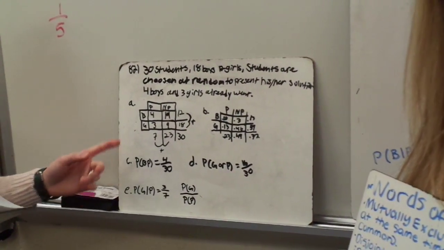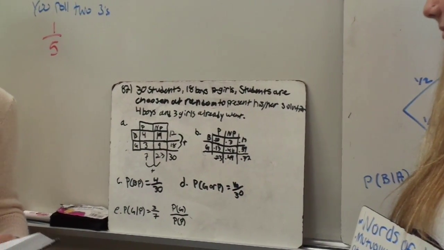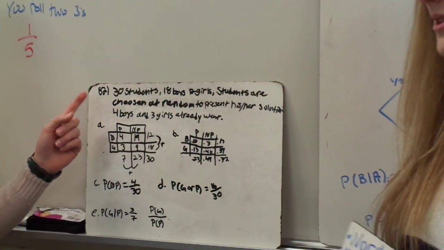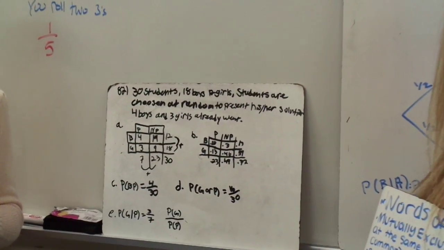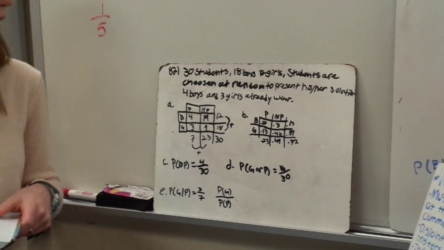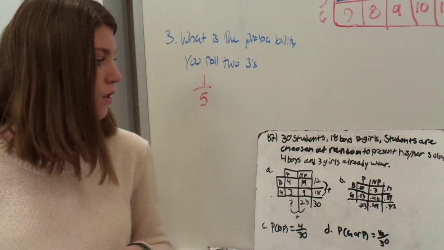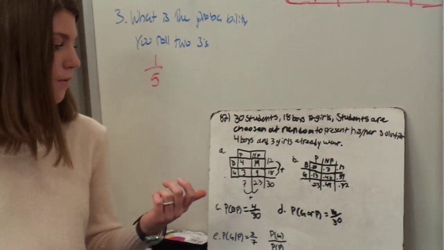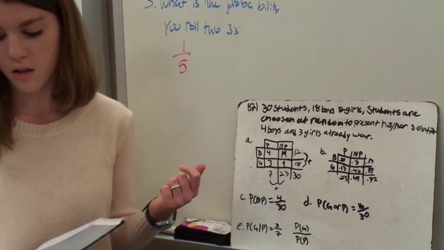So this is a two-sided table, and the question is saying that there's 30 students, 18 of them are boys and 12 of them are girls. The students are chosen at random to present his or her solution. 4 boys and 3 girls have already presented. So A is saying to create a two-way table.